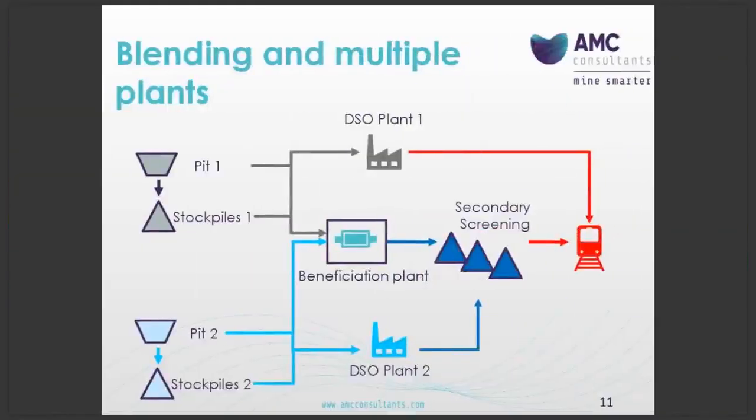So, for example, material from pit 1 could go to a stockpile. It could also go to a direct ship ore plant or DSO. It could also go to a beneficiation plant where the ore could be washed. So you'd lose about 20% of the material, but on the other hand, you then get a much cleaner product with fewer contaminants. Material from pit 2 could go to a stockpile or could go to its own direct ship ore plant, or go to the same beneficiation plant as material from pit 1. And all of the material would then make its way to the train loadout facility.